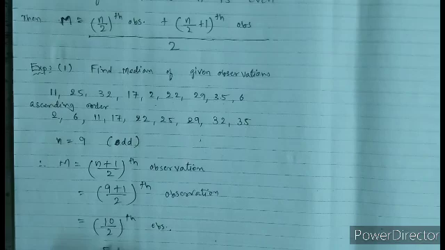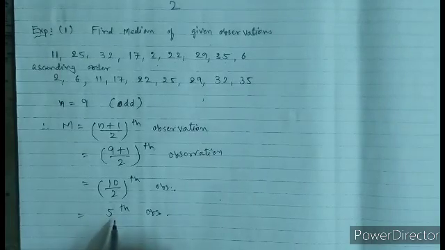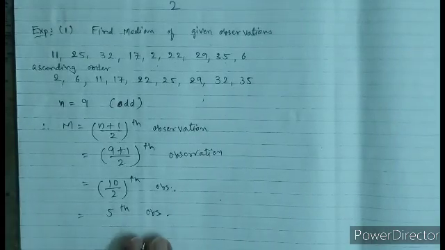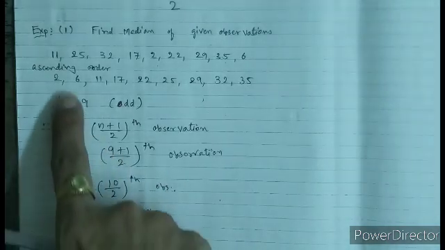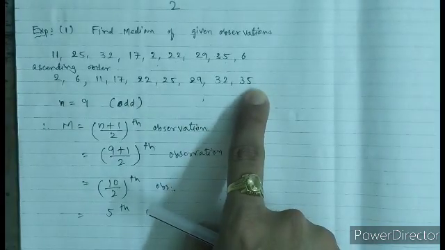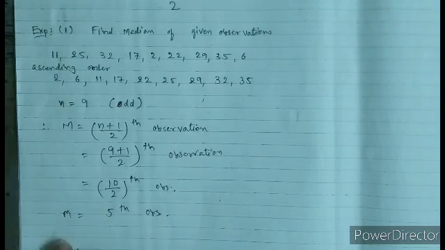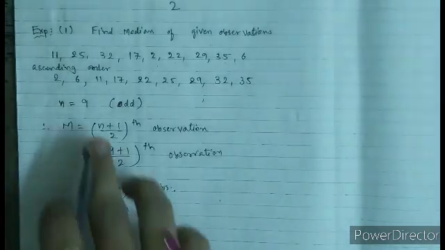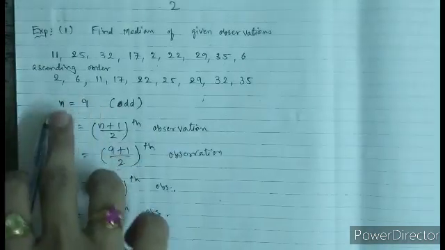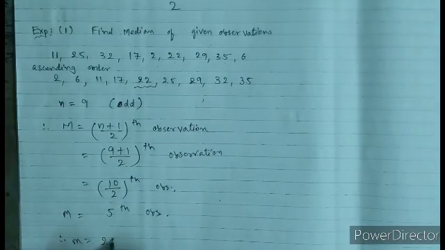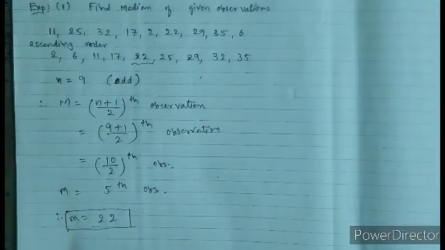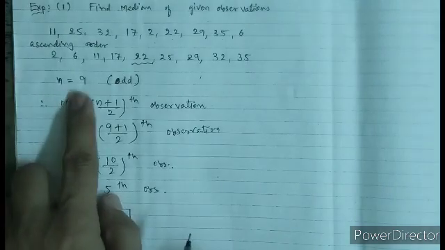Here 10 by 2 is 5. That is the 5th observation. Now you should be very careful here that this is the 5th observation. It is not 5. It means the median is not 5, but it is the 5th observation when we have arranged all the given observations in ascending or descending order. So we write m equals to 5th observation. Now we will check which is the 5th observation in this ascending order: 1, 2, 3, 4, 5. Here the 5th observation is 22. So we can write median equals to 22. So this is the way we can get the median of ungrouped data when the number of observations is odd.